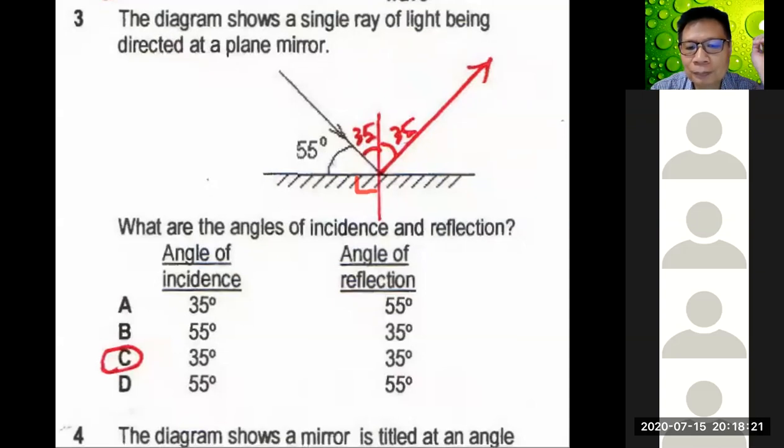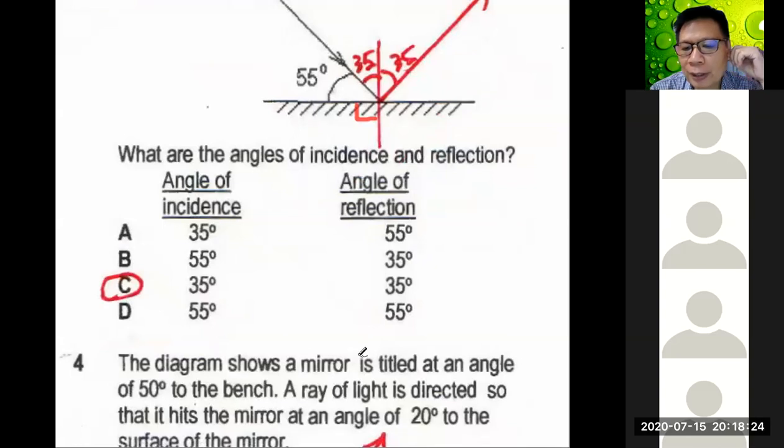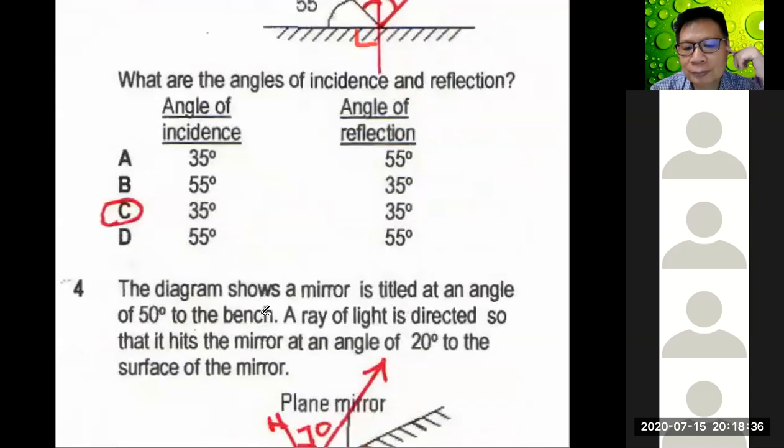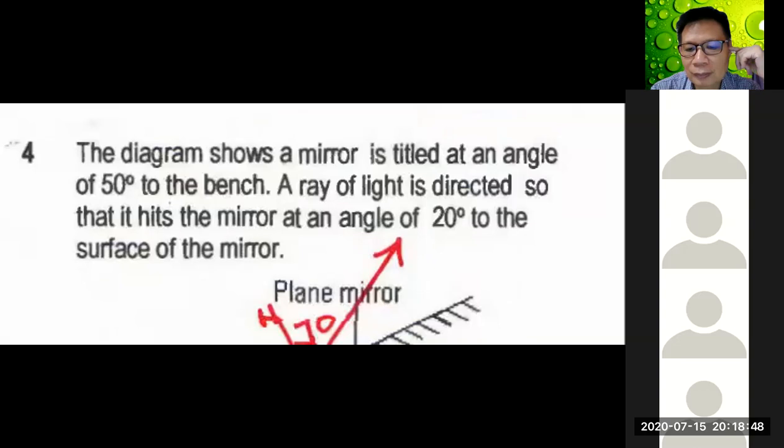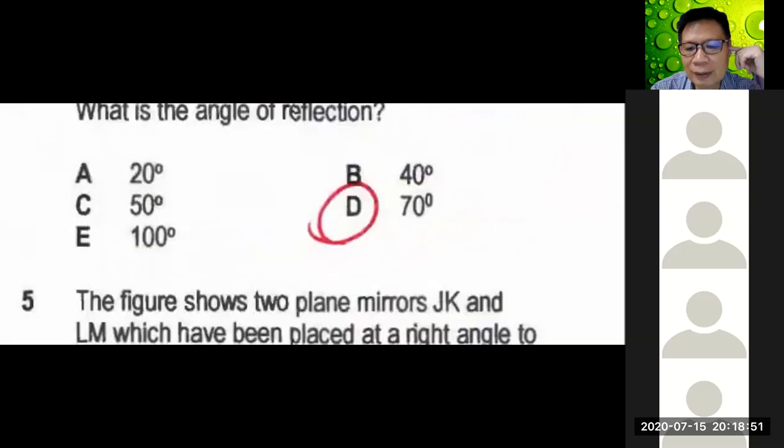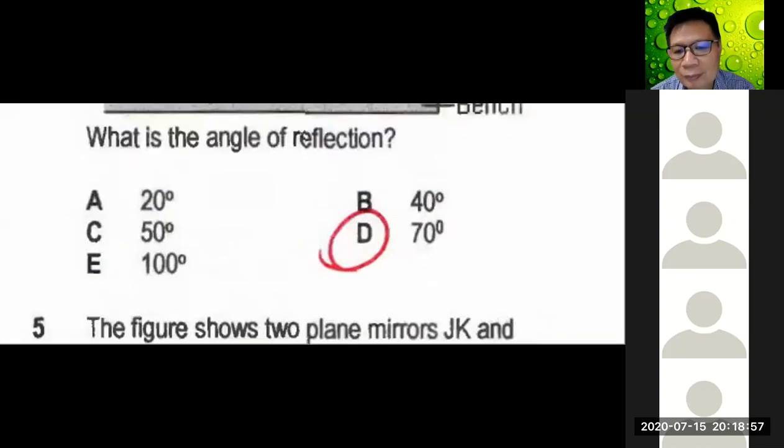Number 4. The diagram shows a mirror tilted at an angle of 50 degrees. A ray of light is directed so that it hits the mirror at an angle of 20 degrees. Now, at angle 20 degrees, you see the diagram. Now they ask you the question. Can you see the question? What is the angle of reflection? The answer is 70. Where to get 70? Now I ask you to explain where to get 70 degrees.